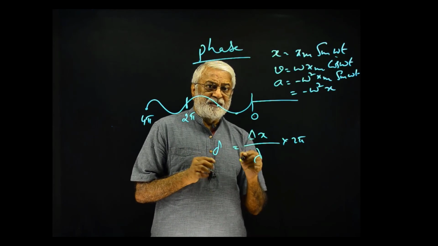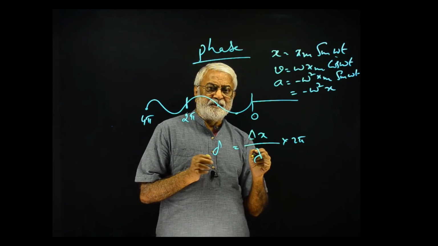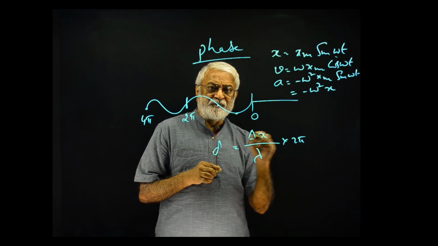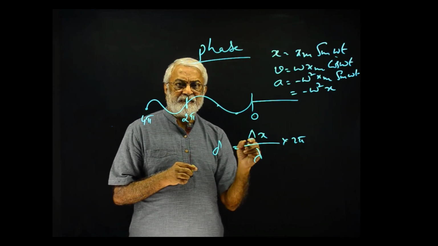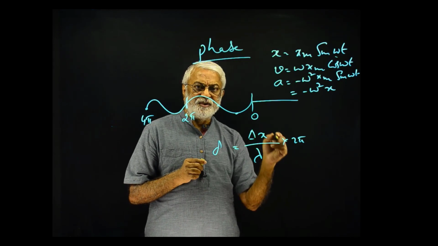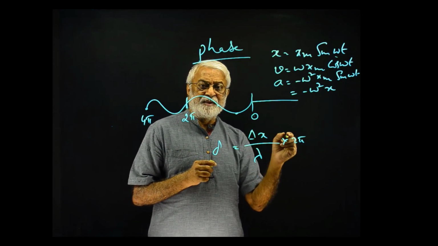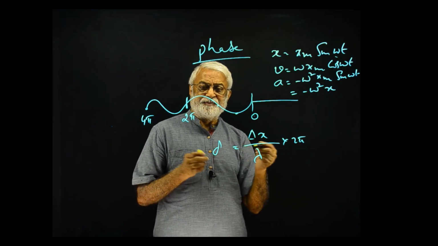Seems a very simple thing to learn, but you would find you need to be clear about this. As you go away from the source, phase decreases. Phase decreases continuously, and it decreases by 2 pi for every lambda you travel away from the source. That's it.